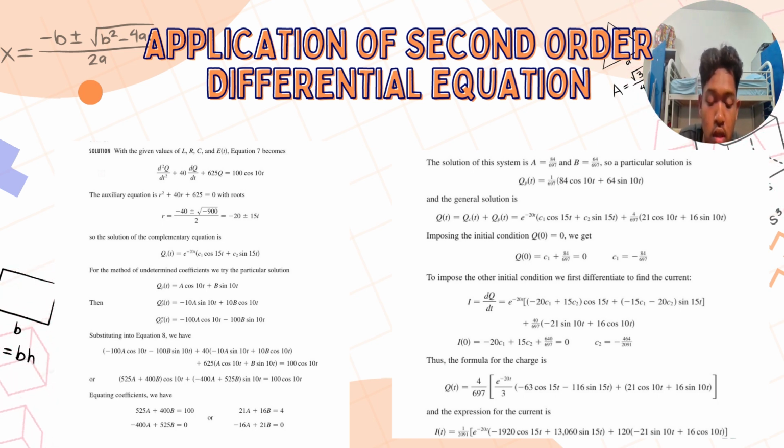And the general solution is q(t) equals q_c(t) plus q_p(t), equals e to the power negative 20t times (C1 cos 15t plus C2 sin 15t), plus 4 over 697 times (21 cos 10t plus 16 sin 10t).